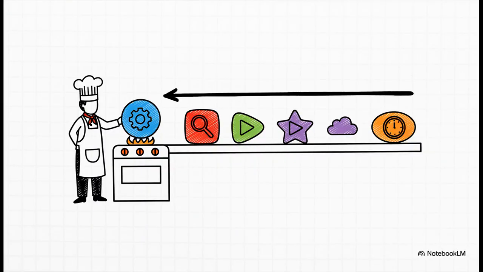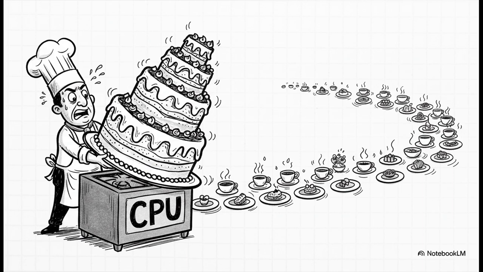Okay, the simplest strategy is exactly what it sounds like. First come, first served. Processes get in line, and the CPU just works on them in the exact order they showed up. Sounds fair, right? But it can lead to a massive problem. That problem is called the convoy effect.